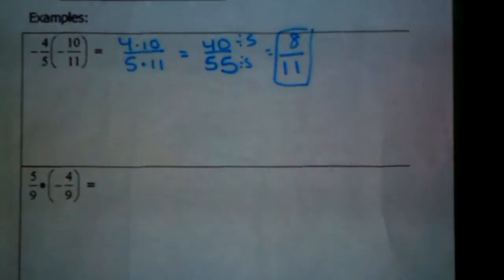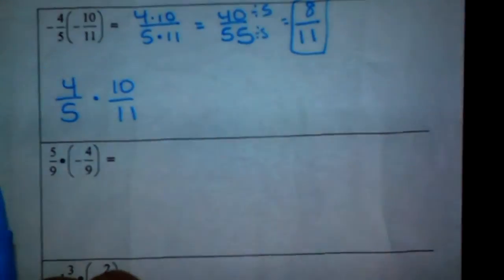Moving along. Actually, no, I don't want to move along yet. I want to show you the little trick. So this is how cross canceling would work. I'm going to rewrite this just as 4/5 times 10/11 because we already took care of the sign. A negative multiplied by another negative is a positive.